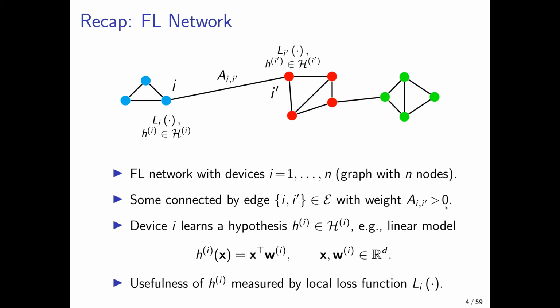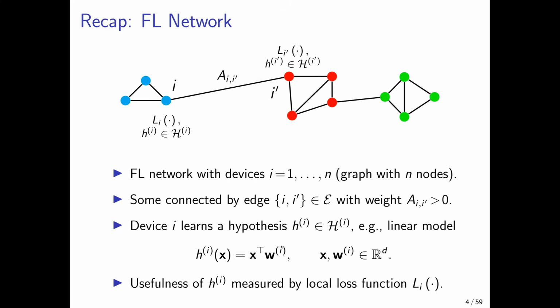And each of the nodes is associated to some local machine learning problem. So we are having some local data set, a local hypothesis space, and a local loss function. So for instance, we could learn then a local linear model, which is given by this parameter vector. And the usefulness of this is measured by a local loss function, L_i.